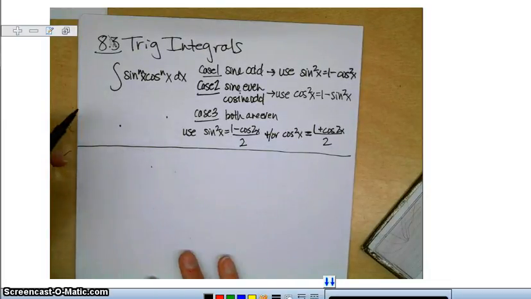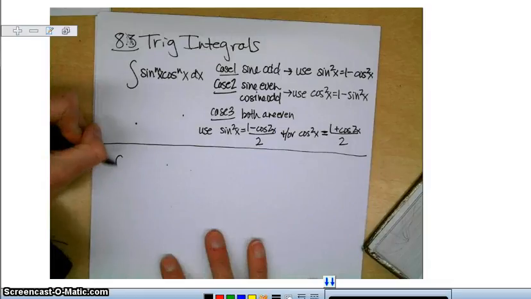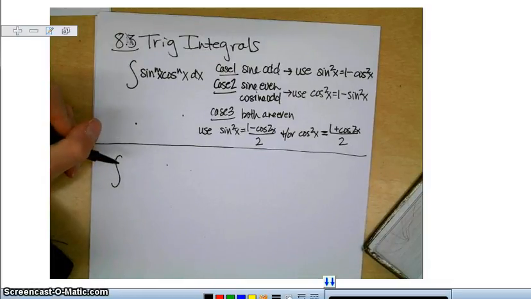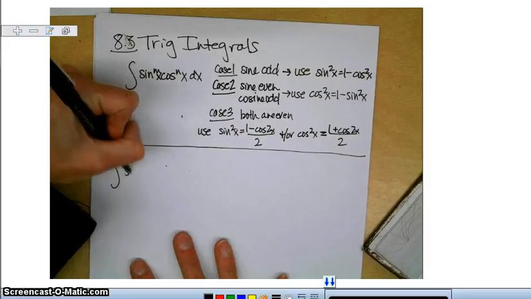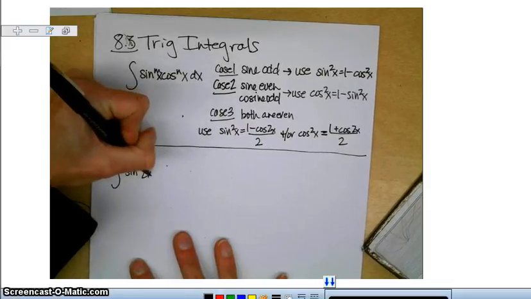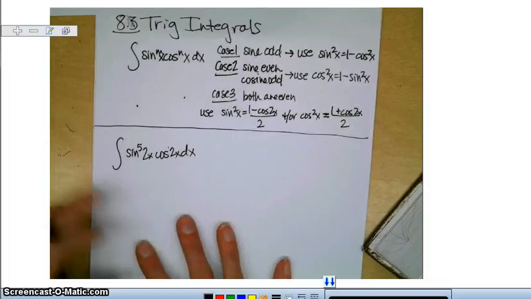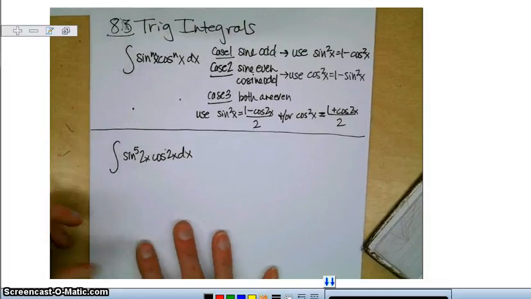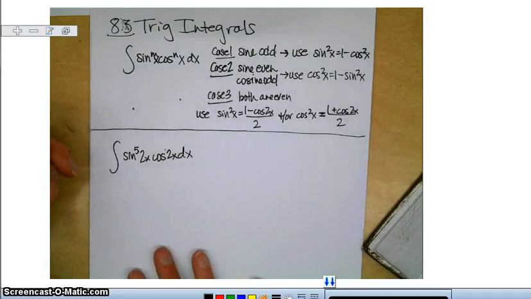All right, so let's take a look at the integral of, we're just going to start off with one. The integral of sine to the 5th power of 2x cosine of 2x dx. This one's kind of a little review here. In fact, this is a case where none of these actually are necessary.